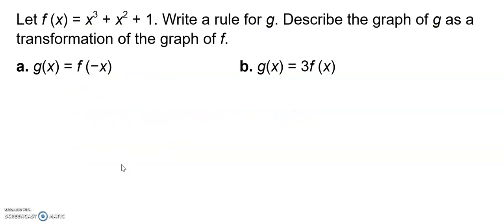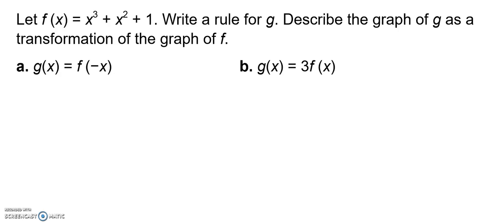Okay, so here we're given the function f of x equals x cubed plus x squared plus 1, so it's not a standard parent function. I mean, we still have a parent function, but there's a little bit more going on. It's not just a cubic. I mean, it is, but there's also a squared piece and then a constant piece, right? So this is a polynomial. So I want you to write a rule for g and describe the graph of g as a transformation of the graph of f, or really just describe the transformation. So let's do A together, and then I want you to try B on your own.